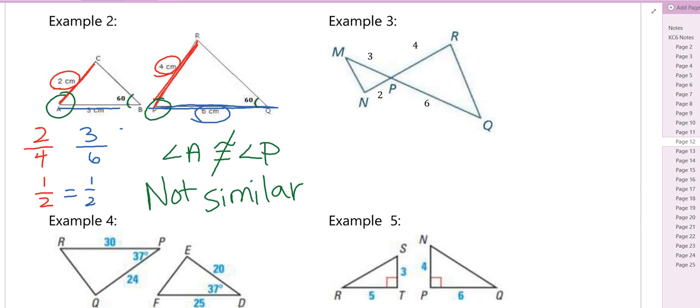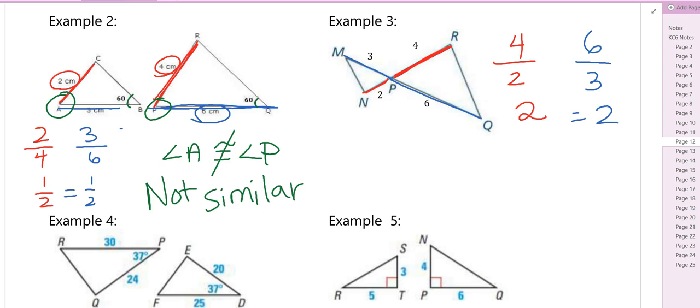Let's go ahead and look at example number 3. So looking at example number 3, I'm going to find my small side of this triangle. So that's going to be 4 over the small side of the other little triangle, which is 2. 4 over 2 simplifies to 2. Looking at my other side, which would be 6 over the big side over here, which is 3. And 6 over 3 also equals 2. So our sides are proportional.